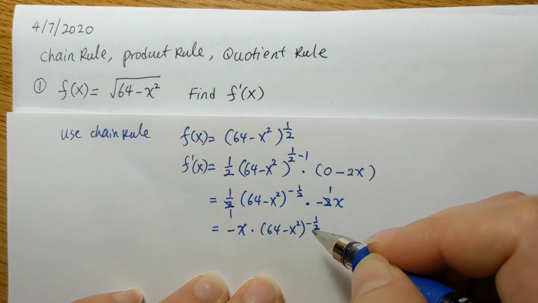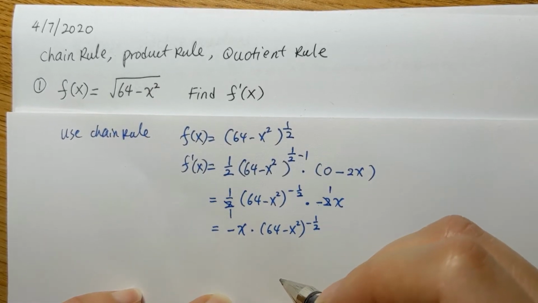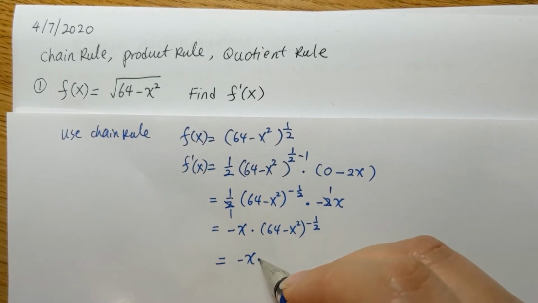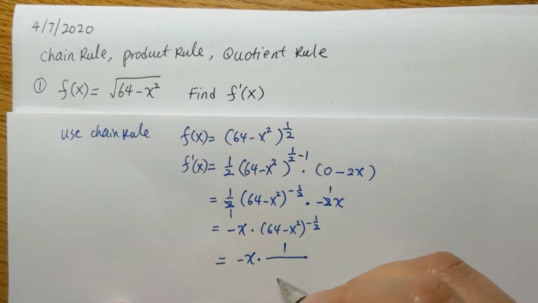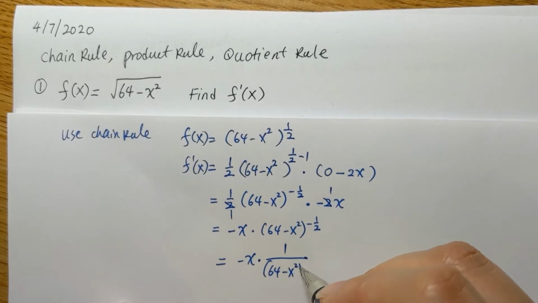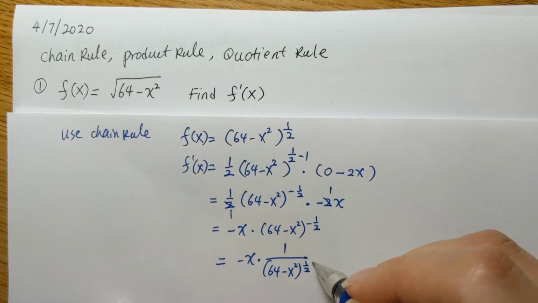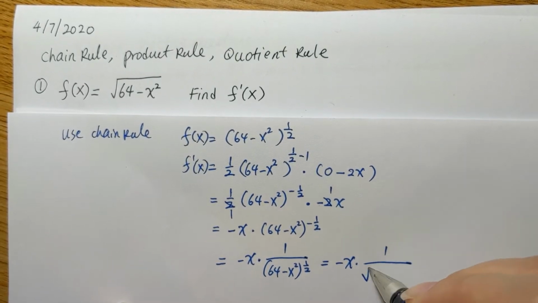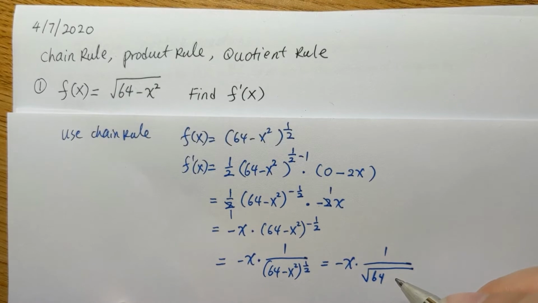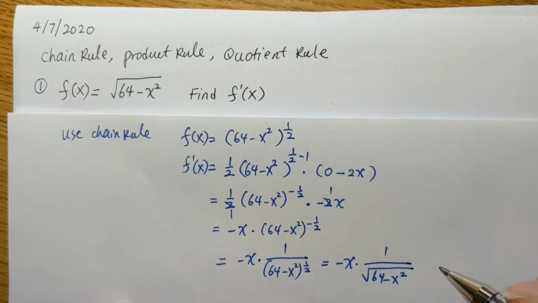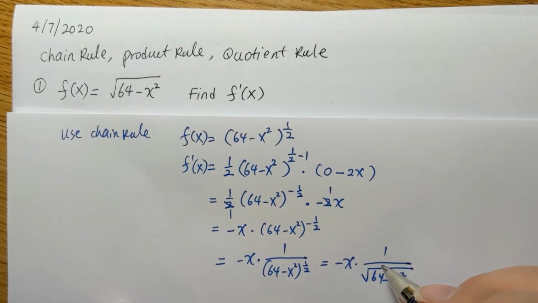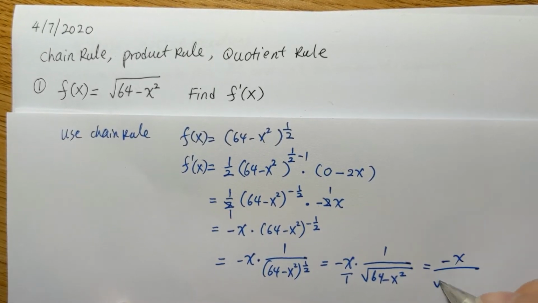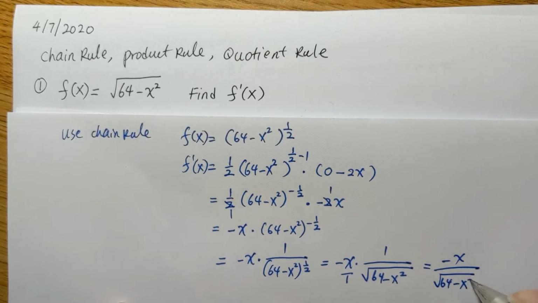This is already a correct answer, but I'm going to rewrite it into a fraction. So now we get negative x times 1 over 64 minus x squared to the half. A negative exponent becomes a positive exponent. So you get negative x times 1 over the square root of 64 minus x squared. Then this multiplies with the 1 because this is over 1, so you get negative x over the square root of 64 minus x squared.